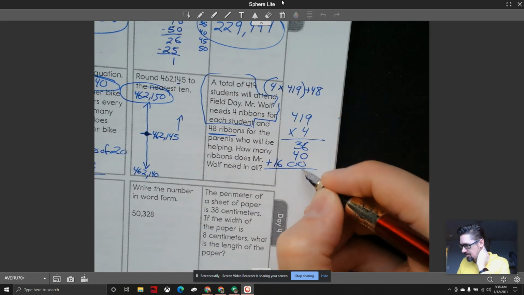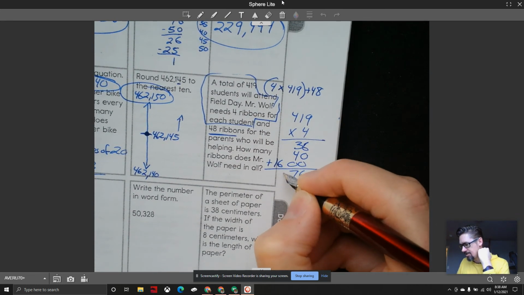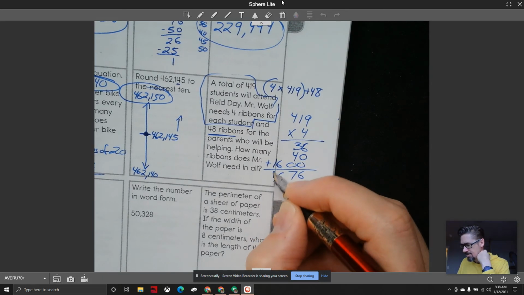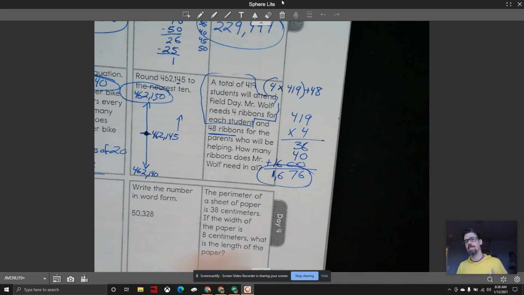And I combine them. So 600 is 6. 3 plus 4 is 7. And this is 6 and 1. So I have 1,676 ribbons in all. And that's how we get there.